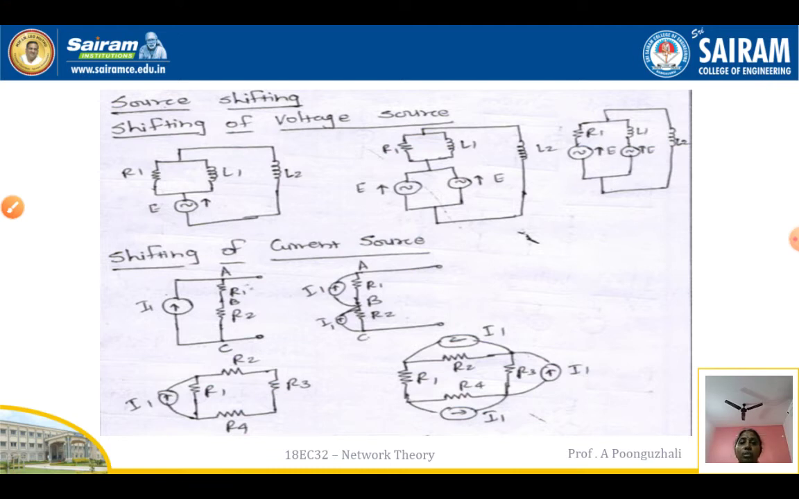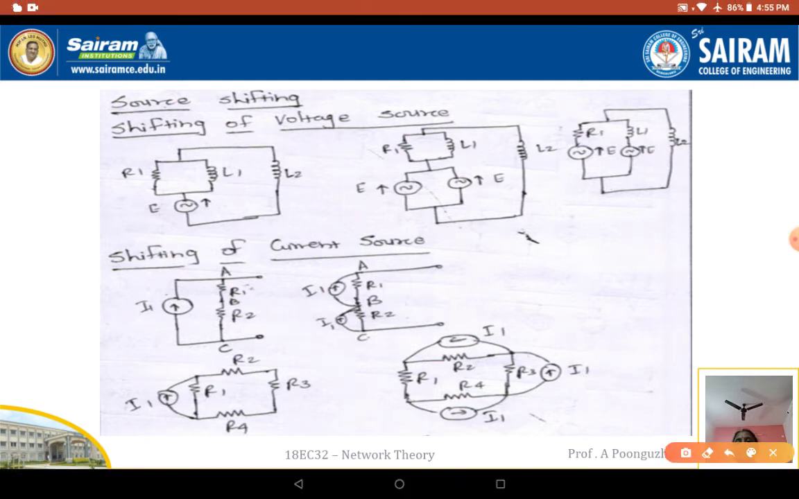So here, source shifting. Source shifting is nothing but shifting the voltage source. I am going to have a single voltage source that is connected in series to your resistance and your inductance there. So I can redraw this circuit. The single voltage source is connected to both your resistance and inductance.